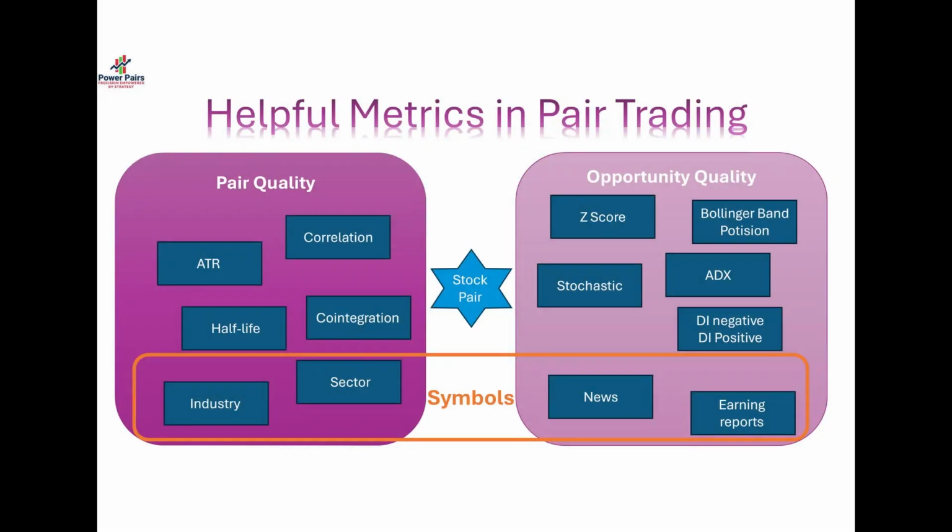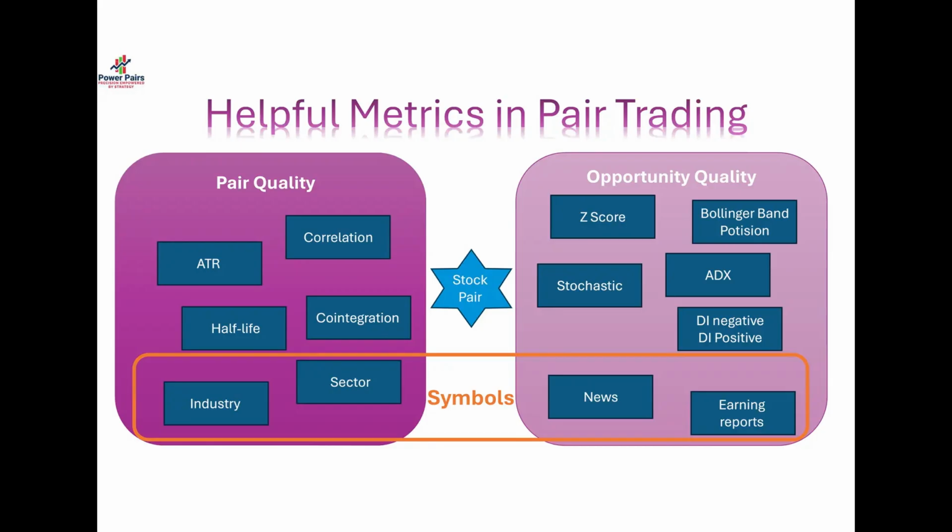The first category is pair quality, which focuses on the long-term stability of the relationship between the two stocks. The second category is opportunity quality, which helps us evaluate the strength and reliability of the current trading signal. And the third category is symbol-based metrics. These come from analyzing each stock separately. They combine elements from the first two categories, but are unique because they rely on company-specific information, not on the pair itself.